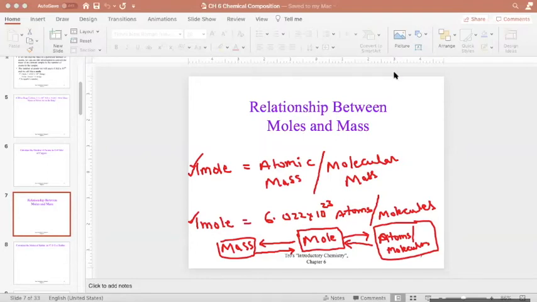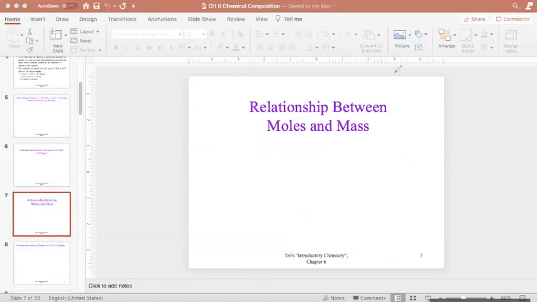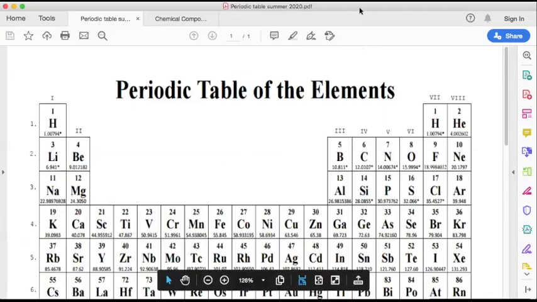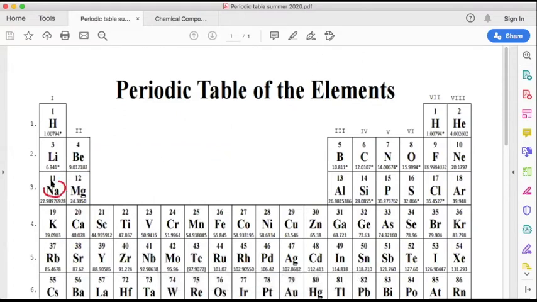So let me clear this over here. Let me give you some examples. If I say 1 mole of sodium, Na, is a group 1 element, right? Let's see where the sodium is. Let me show you. Okay, so this is your sodium in here, right? This is your sodium, Na.